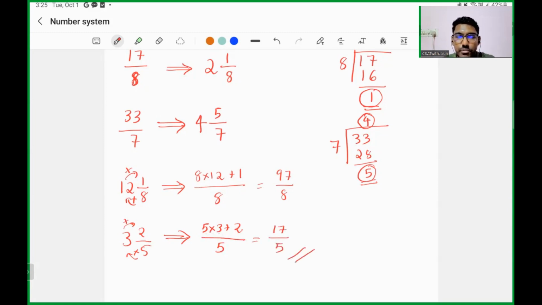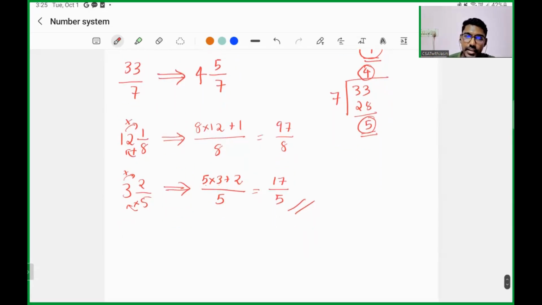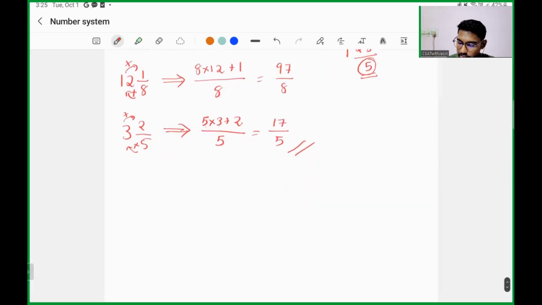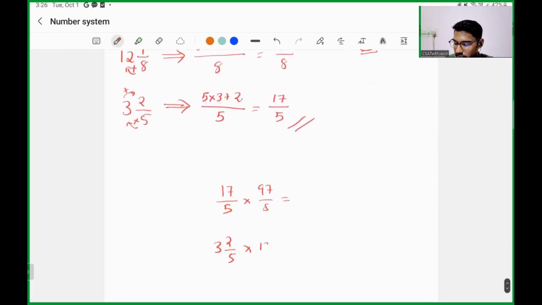Sometimes, you know, in the question the values will be given as a mixed fraction. We will take the multiplication and addition of fractions in the next class. So if I ask you what is 17 by 5 into 97 by 8, you will be able to do it. That I'll teach you in the next class. But if I ask you what is 3 2 by 5 into 12 1 by 8, you cannot do it. First you need to convert it into improper fraction and then you need to do it.